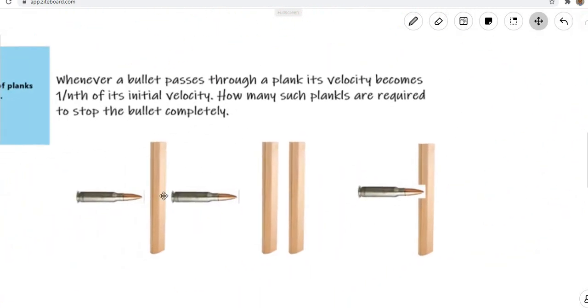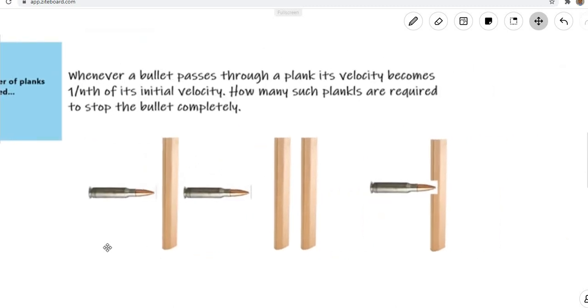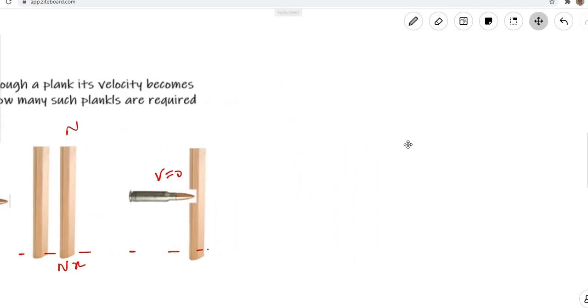What is this problem? Yes, it is also a similar one. Whenever a bullet passes through a plank, its velocity becomes 1 by n. That means if I take this velocity u, now its velocity becomes u by n. That is the only difference. The remaining is the same. Again, we take this as x and there are n number of planks. Let us consider here the velocity becomes 0. The total distance traveled is nx. So again, the procedure is the same. So we'll apply for the first plank.